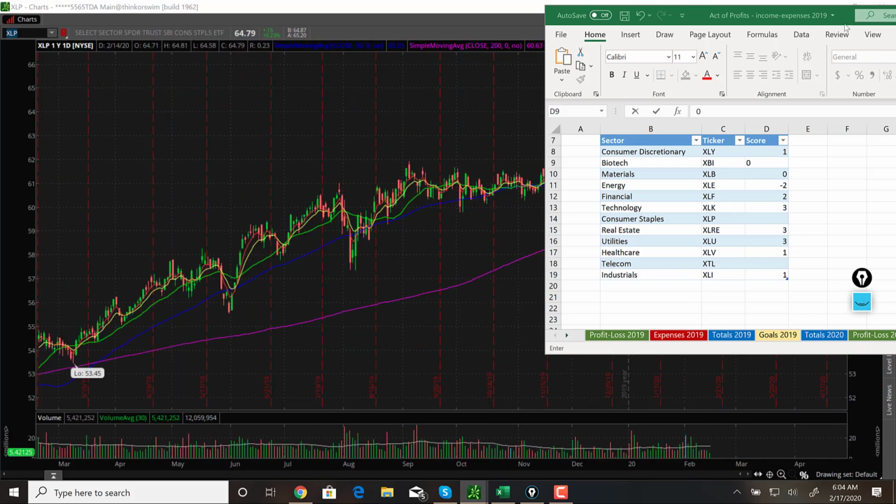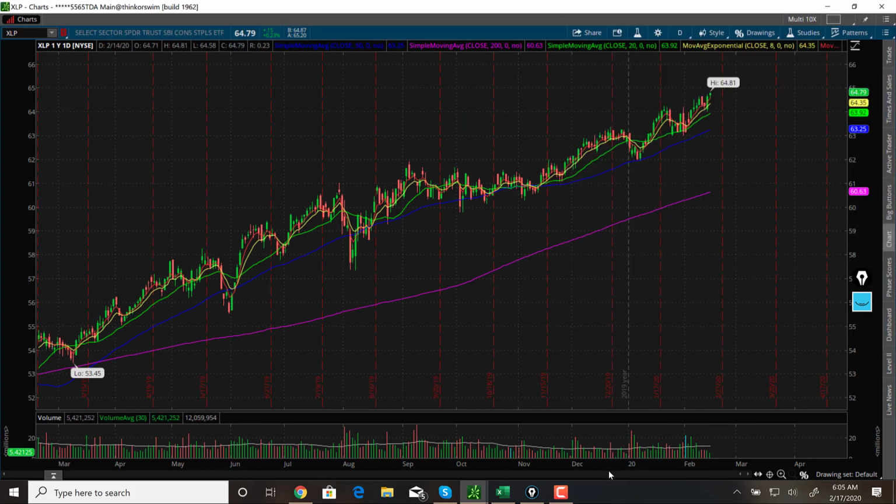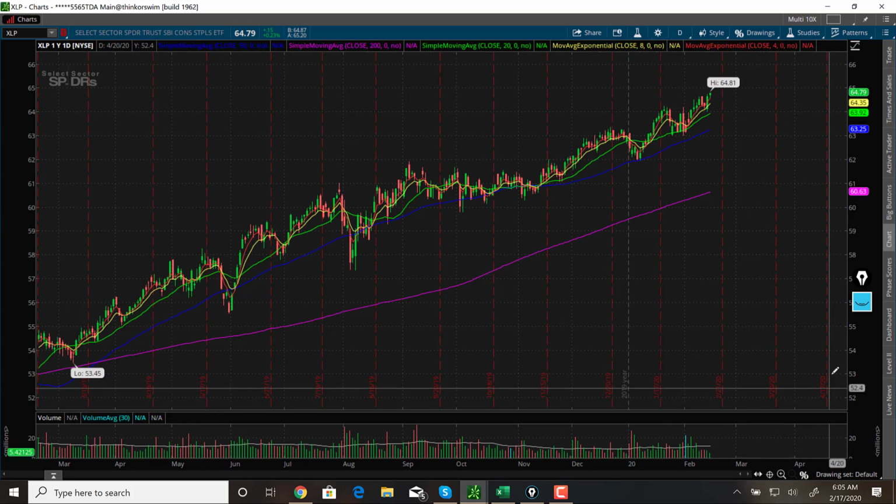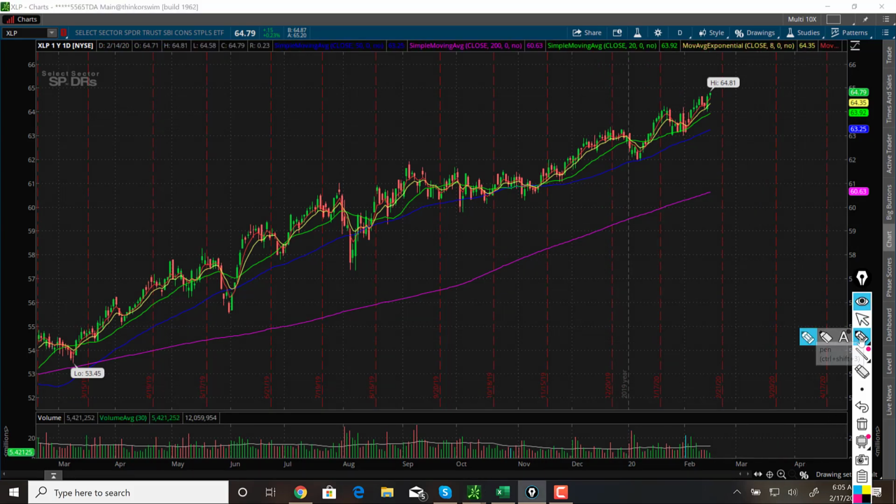Next is consumer staples. I can give that a 2. Same thing as the other ones. I said overall market's pretty bullish, so if it's trending up, money's trending up, it may just slowly creep up. So I'll give it a 2.